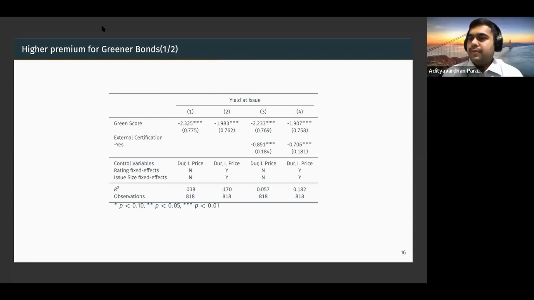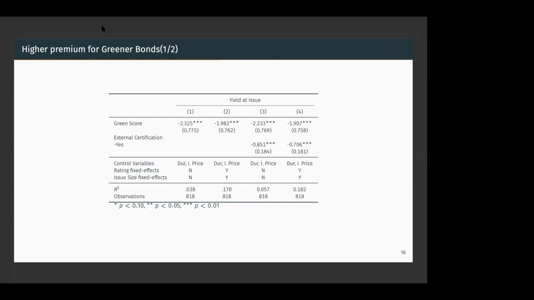Yeah. Okay, so I think that's a good suggestion, and we'll note it down. So you're saying that if we have the rating fixed effects, we do not need to worry about the external third-party certification. Is that what your point was? In summary, I think just the ESG rating of the issuer could drive the premium, potentially, as a confounder.